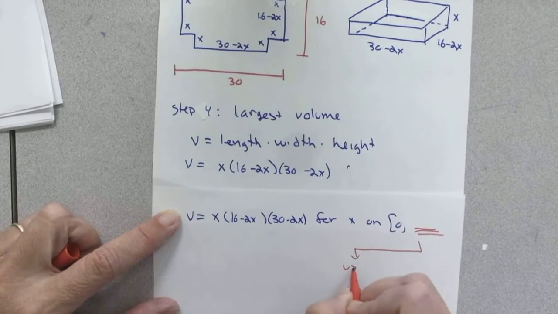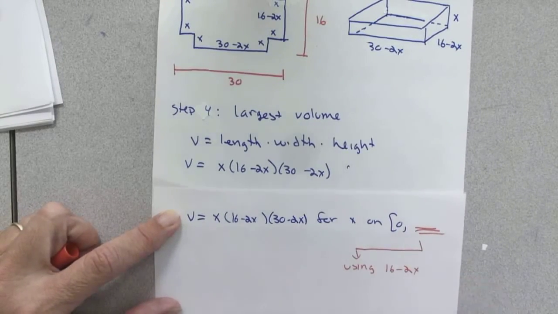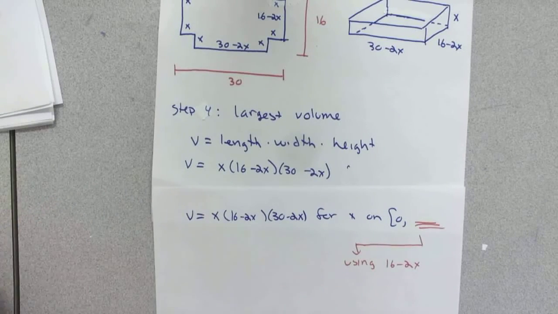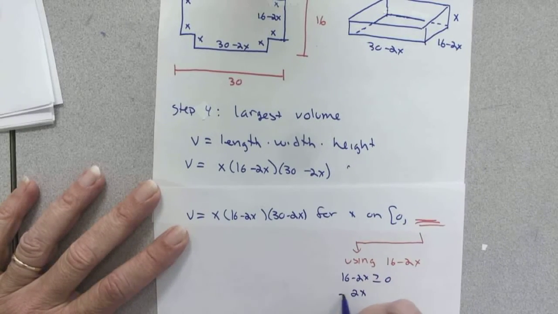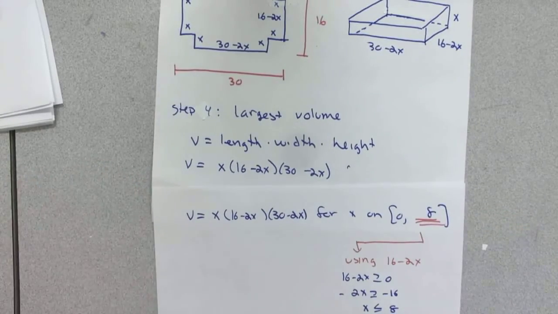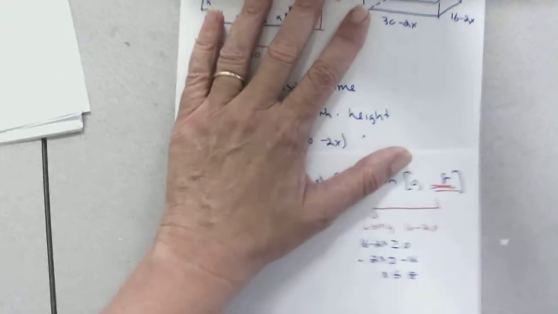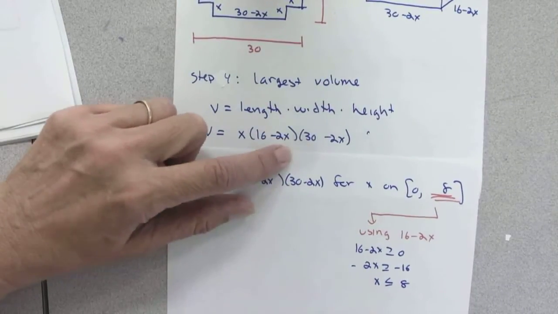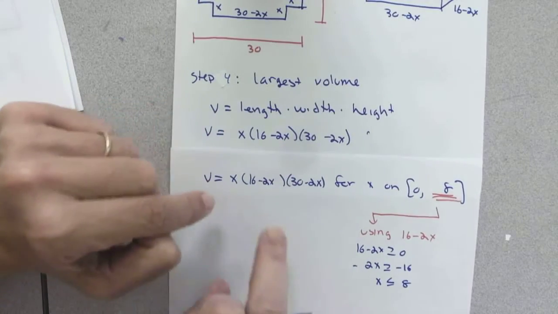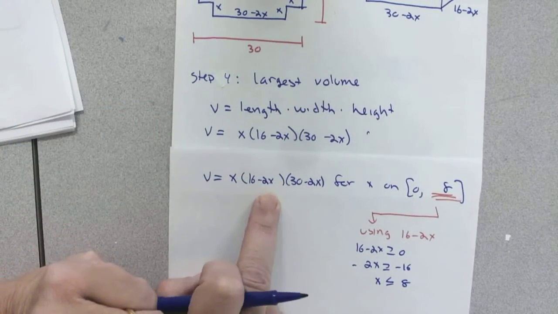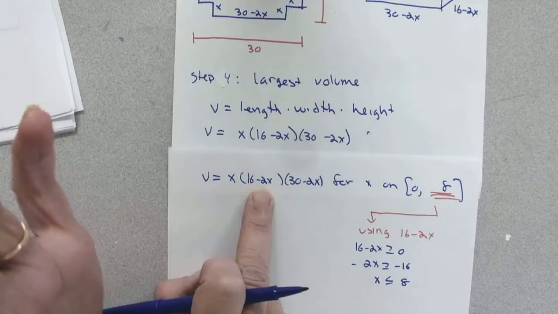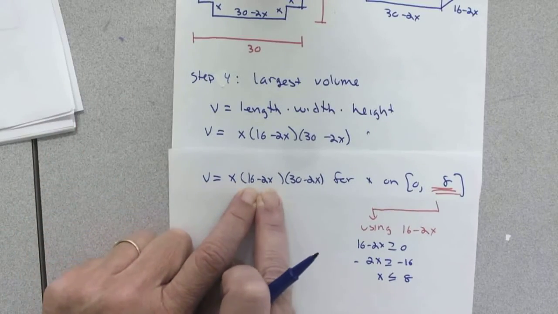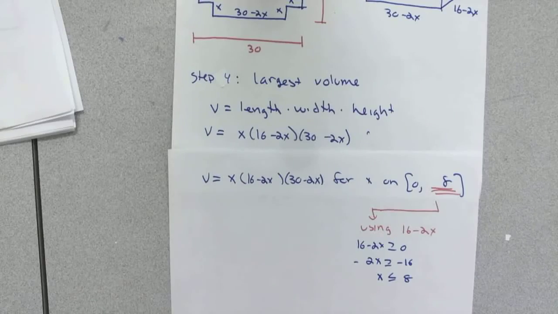And so using 16 minus 2x, that has to stay positive. Negative 2x is greater than negative 16, x less than 8. And so we get 8. And so someone's going to say, why didn't I use the 30 minus 2x? Well, if I'd used the 30 minus 2x, I would have gotten 15. If I put 15 here, that would be 16 minus 2 times 15, 16 minus 30, negative. And so I went to the 16 minus 2x because essentially it was the smallest distance here.